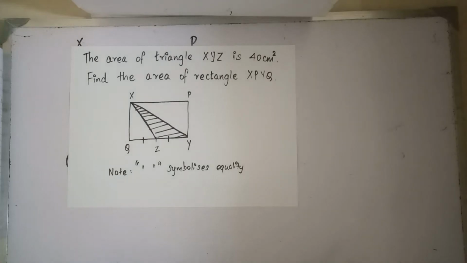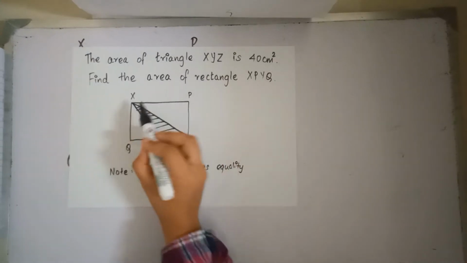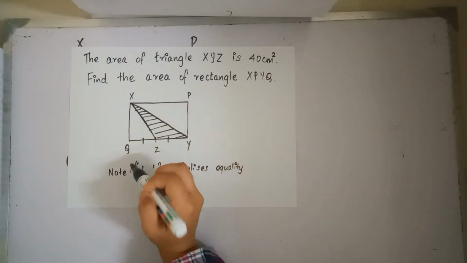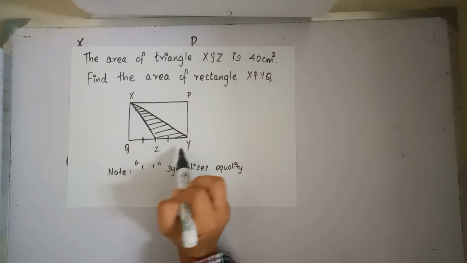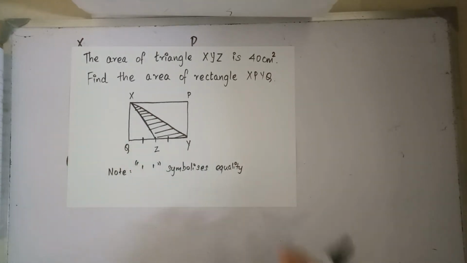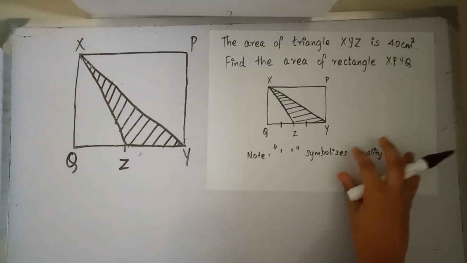The area of triangle XYZ is 40 cm square. Find the area of rectangle XPYQ. So this is the figure, and this is the rectangle XPYQ, and we have a triangle XYZ. Okay, so the problem is very vague.